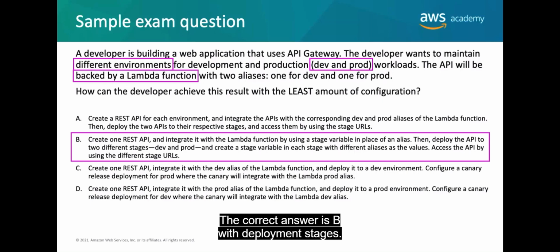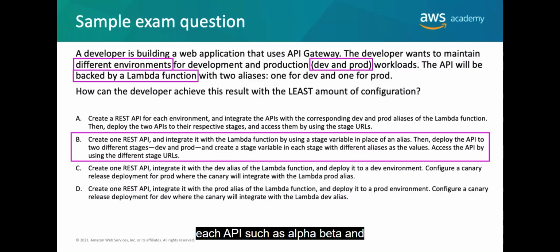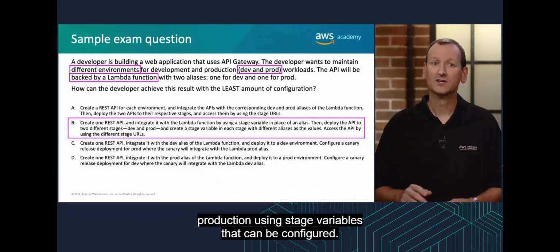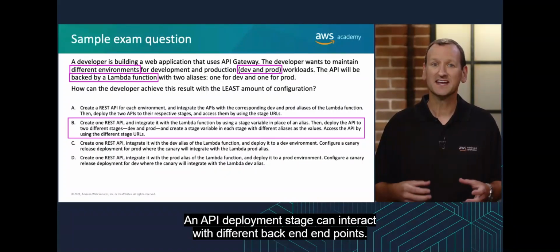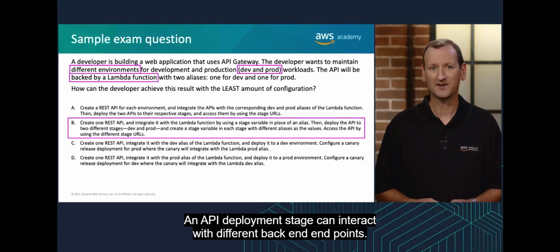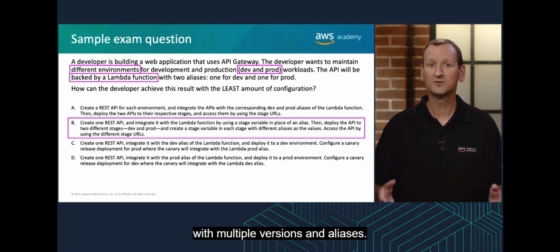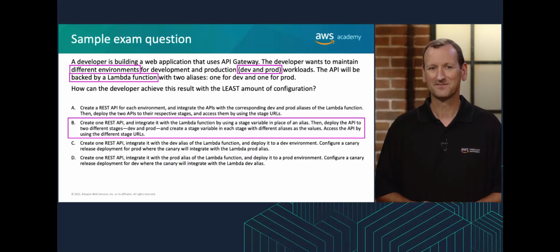The correct answer is B. With deployment stages in API Gateway, users can manage multiple release stages for each API, such as alpha, beta, and production. Using stage variables that can be configured, an API deployment stage can interact with different backend endpoints. Users can use API Gateway stage variables to reference a single Lambda function with multiple versions and aliases.